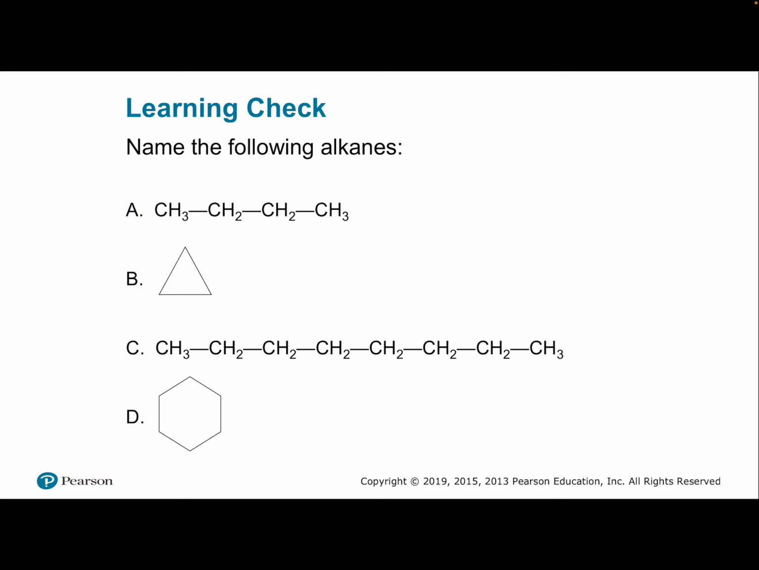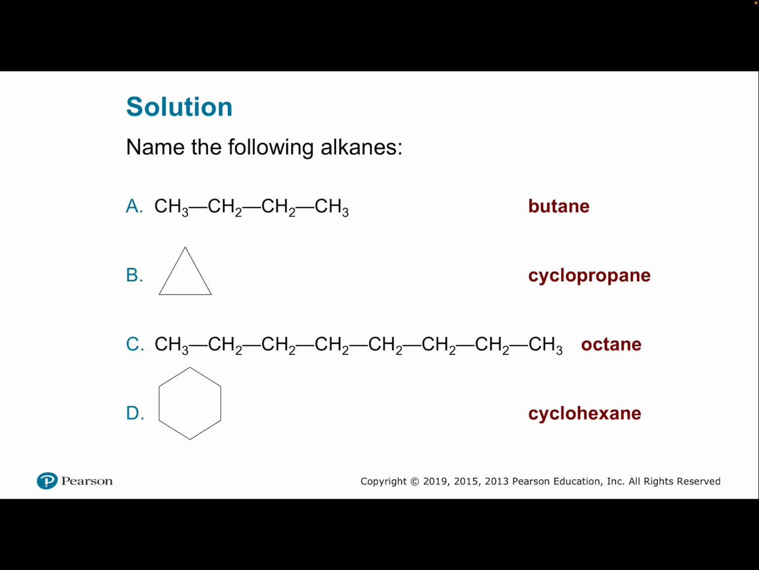Another quick learning check. Try to do these. So hopefully you are getting more comfortable with the condensed structures and the line angle structures. So butane, cyclopropane, octane, and cyclohexane.